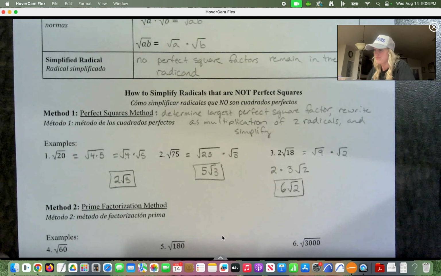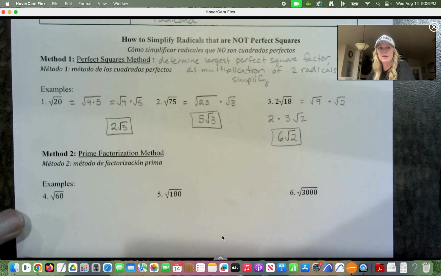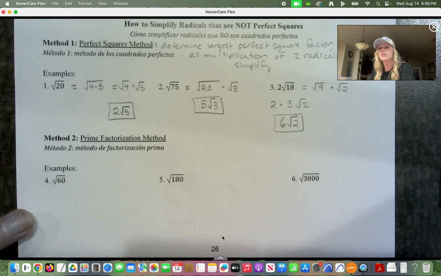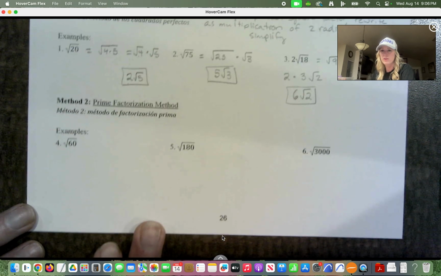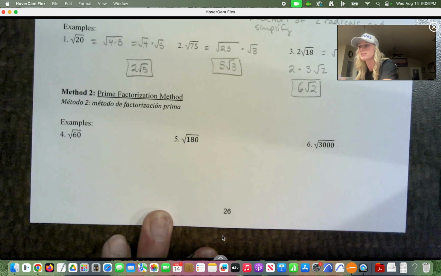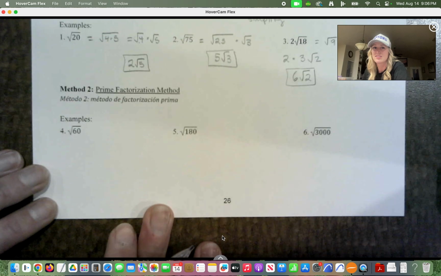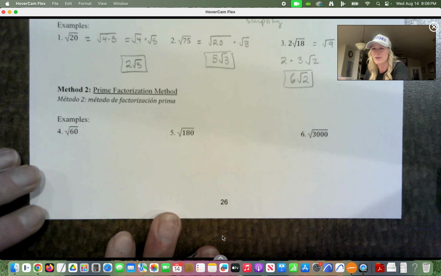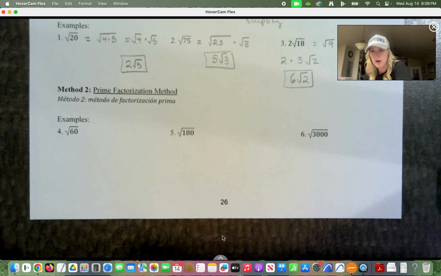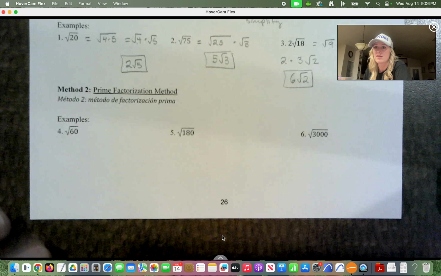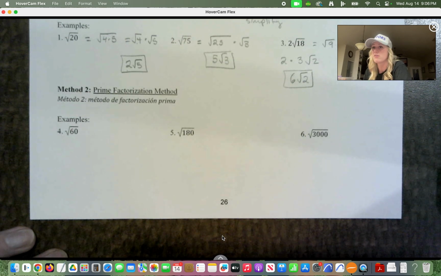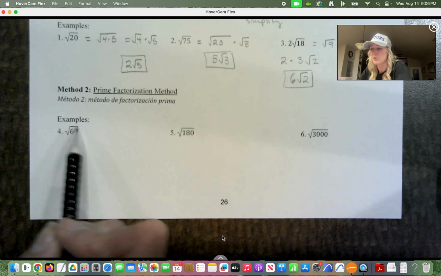Okay. Now, this other method is called the prime factorization method. This method is great if you don't necessarily have all your perfect squares memorized. And this is also great if you have like a larger number. I think that this method is really helpful as well. Okay, so in this method, you don't have to think of a perfect square. You just have to think of any 2 numbers that multiply to be what's underneath.